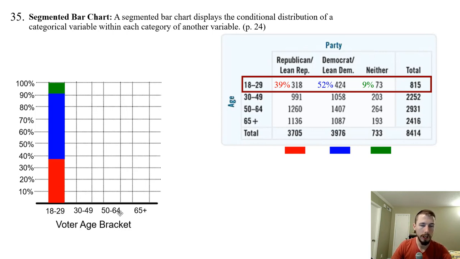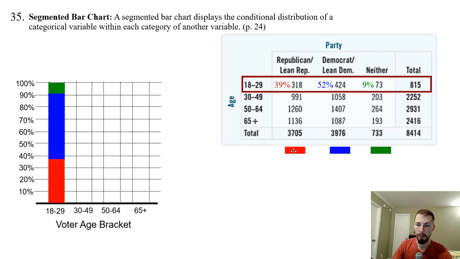Age is a quantitative variable, but we're breaking it down into a categorical variable because we broke them down into these little brackets. So it's one of those that could go either way, but that's fine. So we have our 18 to 29-year-old voters, and we wanted to know the distribution of their political party affiliation. We had 318 out of 815 voters, which is 39%, who were Republican or leaning Republican, 52% Democrat or leaning Democrat, and 9% were neither.